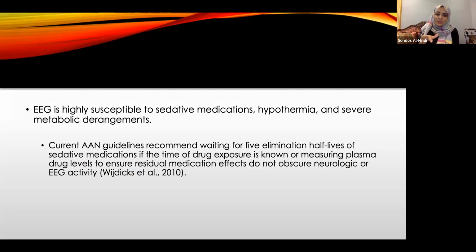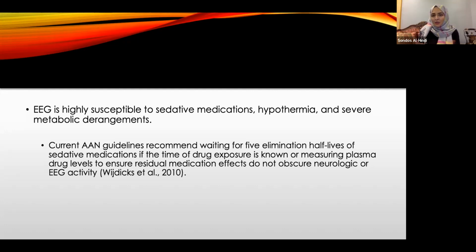One of the disadvantages is that, again, EEG is highly susceptible to sedative medication, hypothermia, and severe metabolic derangement. And so the current AAN guideline recommends waiting for at least 5 elimination half-lives of sedative medication if the time of drug exposure is known, or measuring plasma levels before doing your neurological examination or doing your EEG recording.